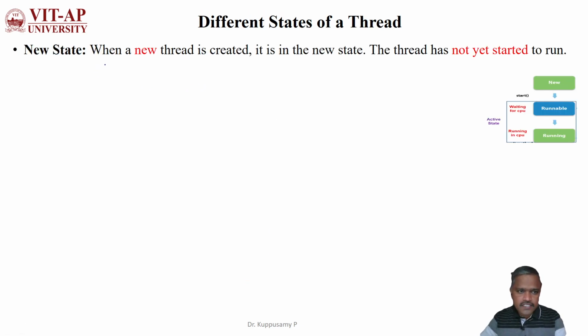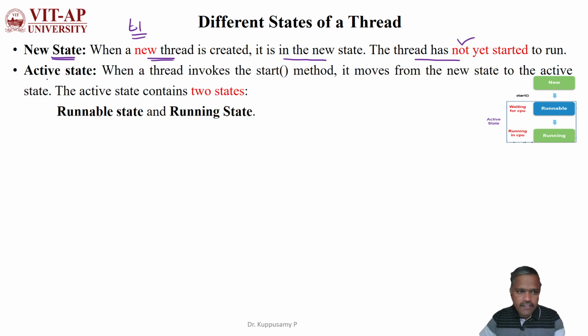And what are the different states we have seen in the previous slide? The new state we have seen, whenever a new thread is created by using the Thread class, that is the object variable T1, then it will be available in the new state. In this state, the thread has not yet started to run. Then the active state is there. Active state has two different states, runnable state and running state, which is reached by invoking the start method. It moves the thread from the new state to the active state whenever the start method is executed.